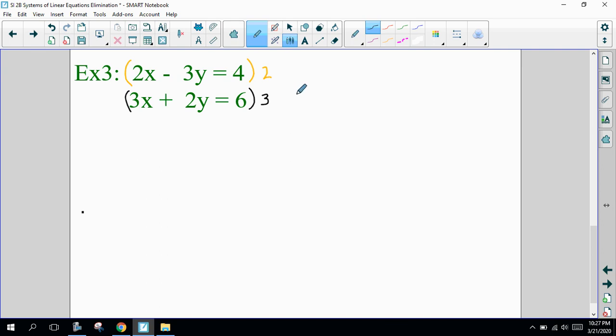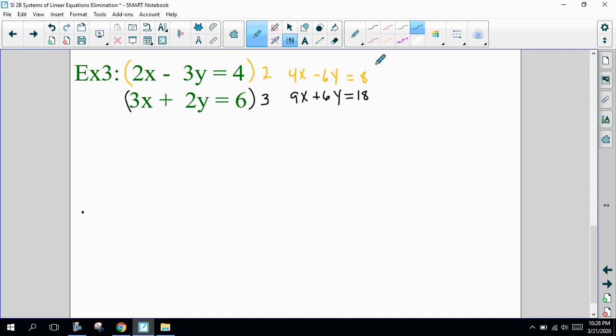Multiply this second equation through, I get 9x. 3 times 2y is going to give me a plus 6y, and that is equal to 18. In your other equation, as you are multiplying through here, 2 times the 2x gives me 4x. 2 times the negative 3y is a negative 6y. And I multiply the 2 times 4, and when I do that, I get 8.